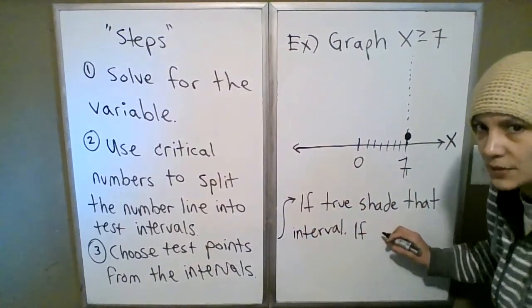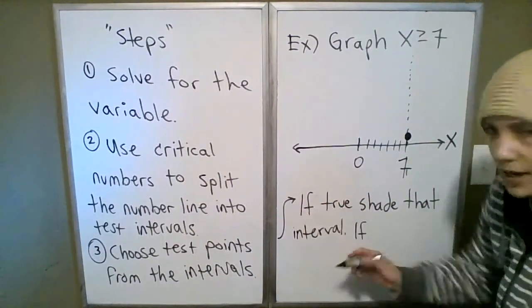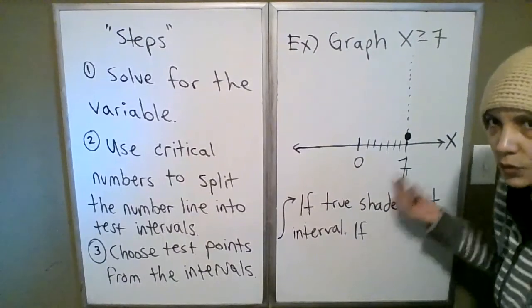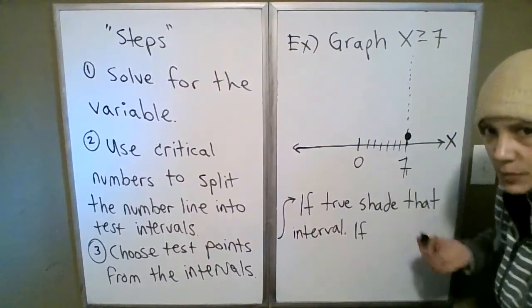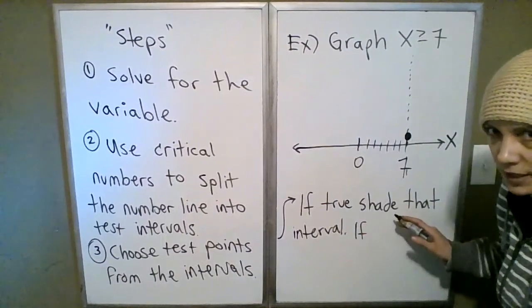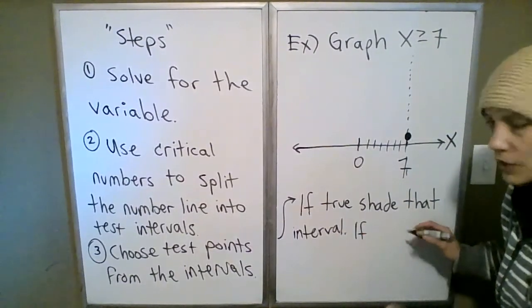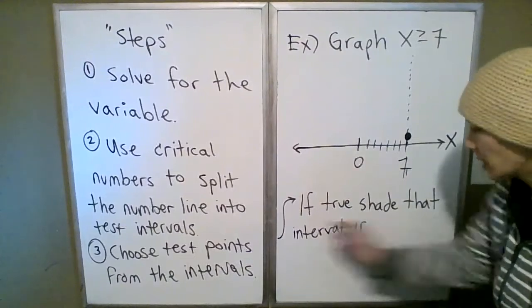This is just if you're really having trouble finding your solution section, but maybe you have a little more practice and kind of know where to shade. If not, though, just pick a test point, test it. If it's true, then you shade that area. If it's false, don't shade that area, and then try another section, test that section.